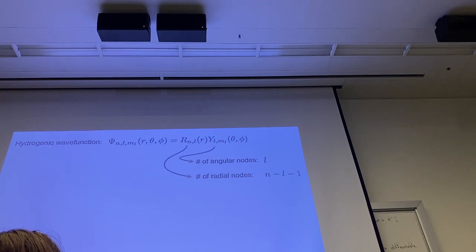The total number of nodes is just the sum of these, and that happens to be n minus 1. N minus 1 is the total number of nodes. That basically means the number of nodes along the radial coordinate and the angular nodes together do not depend on L. But please know what you're talking about. If you're talking about radial nodes or angular nodes or the total, it is a different expression. So please specify what you're talking about: the radial, angular, or the total number of nodes of the wave function.